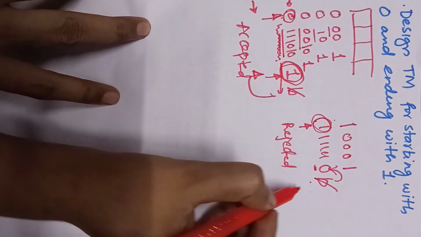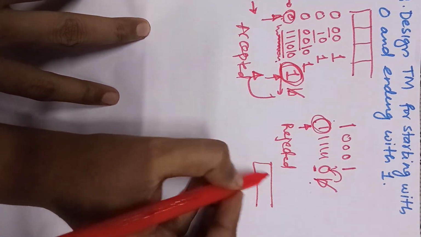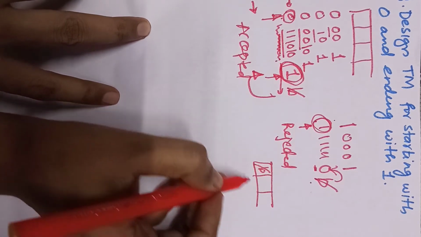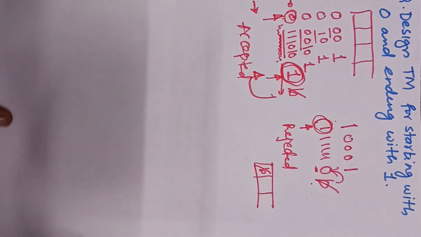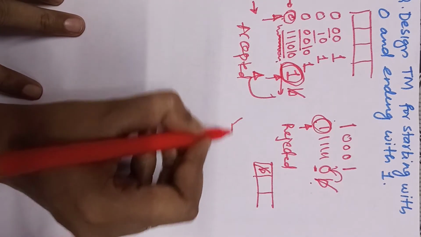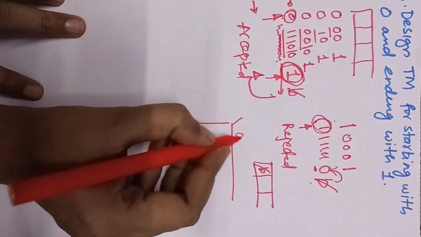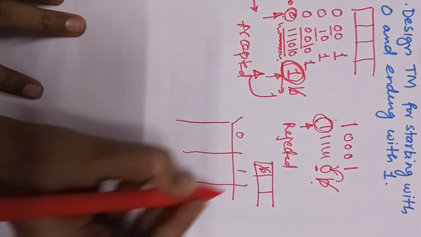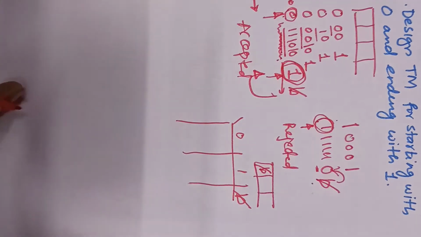And then, if we don't have any string at all, we are having blank. So what we are going to do, we are going to reject the string. That means for this kind of example also, we are going to consider 3 different symbols, that is 0, 1 and B, that is blank.